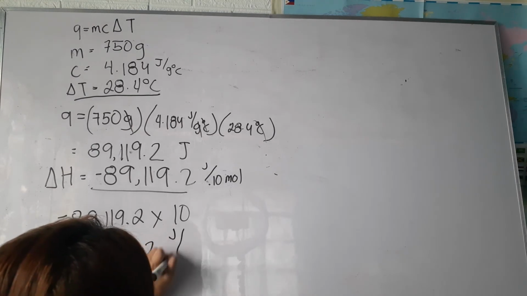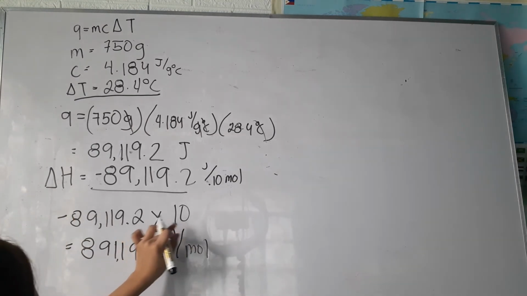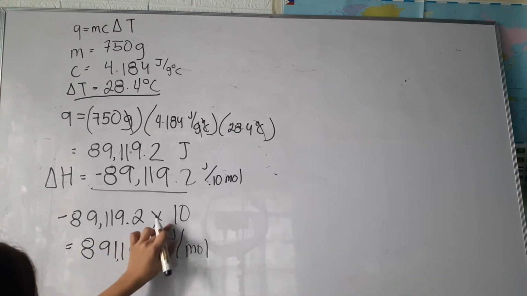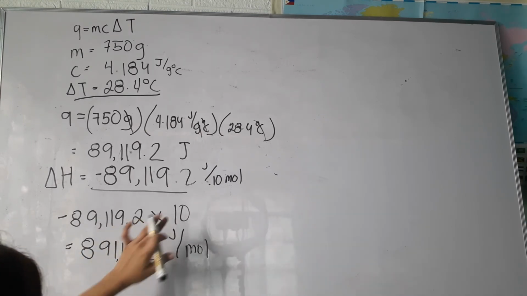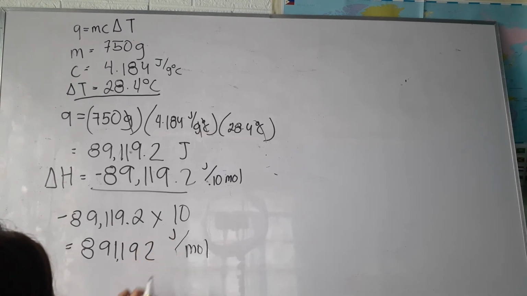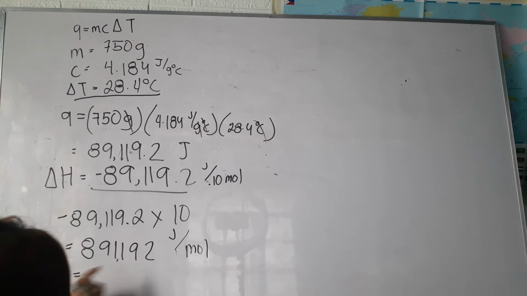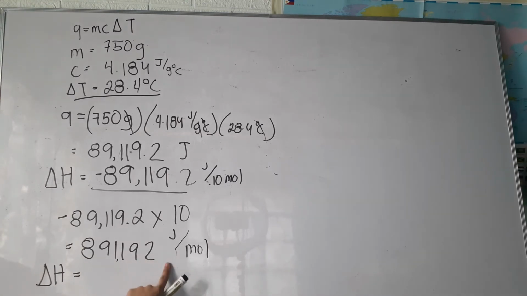891,192 joules per mole. So, joules per mole na siya kasi na-scale up na natin siya. Nag-multiply na tayo by 10. Na-scale up na natin siya into 1 mole. Ayan. So, ngayon, i-convert natin to into kilojoules. So, the final change in enthalpy, alam nyo naman na siguro kung paano mag-convert, di ba?